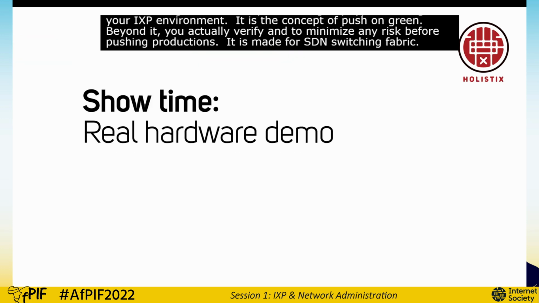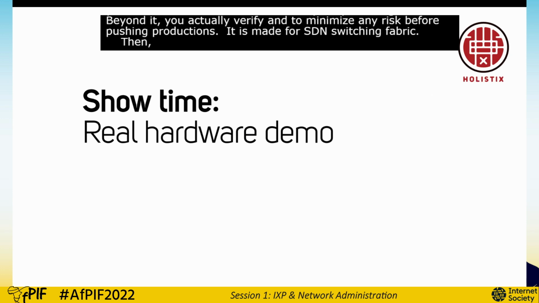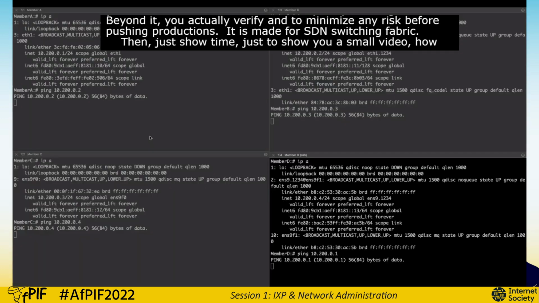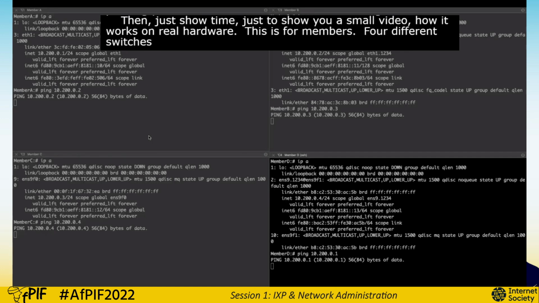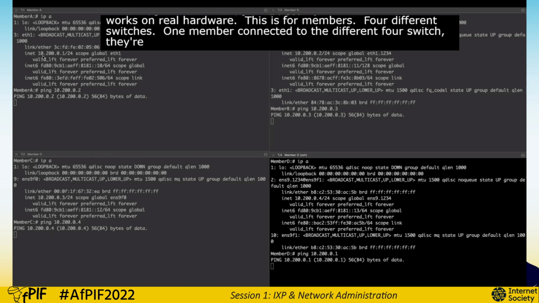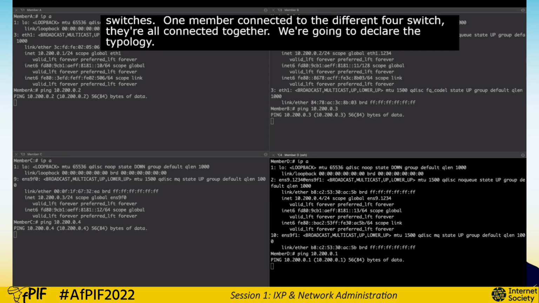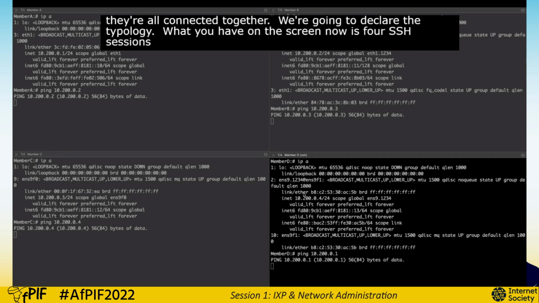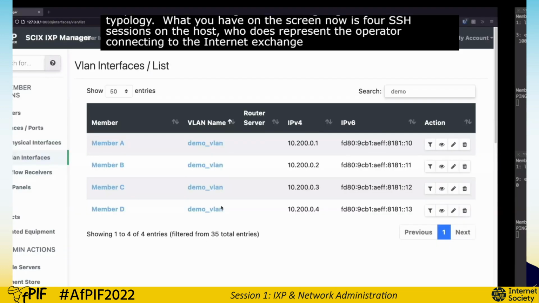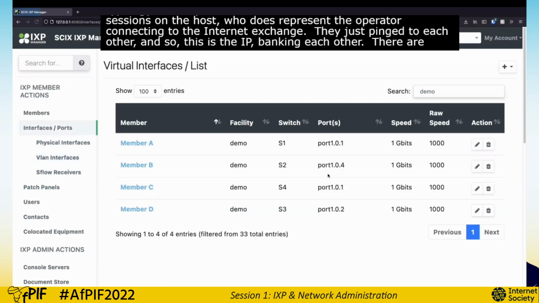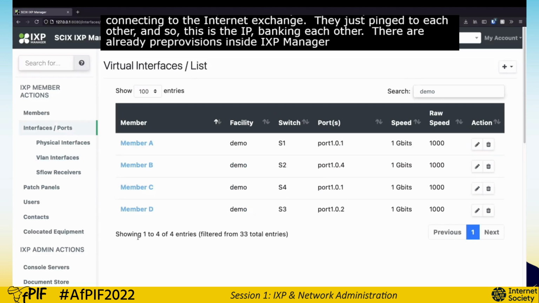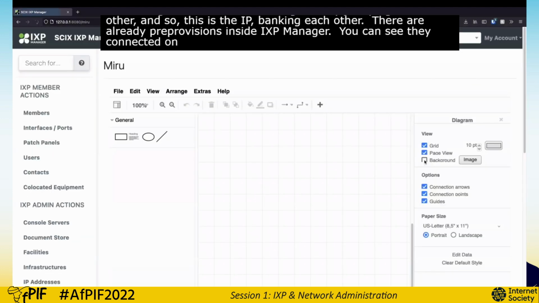Then, just for a short time, I'll show you a small video of how it works on real hardware. This is 4 members, with 4 different switches. One member is connected to each of the 4 switches, and they are all connected together. We're going to declare the topology. On the screen now, there are 4 SSH sessions on the hosts, which represent the routers of the operators connecting to the internet exchange. They just ping each other, and this is the IPs pinging each other. They're already pre-provisioned inside IXP Manager. We see how they're connected, each on a separate switch, S1 to S4 and so on.